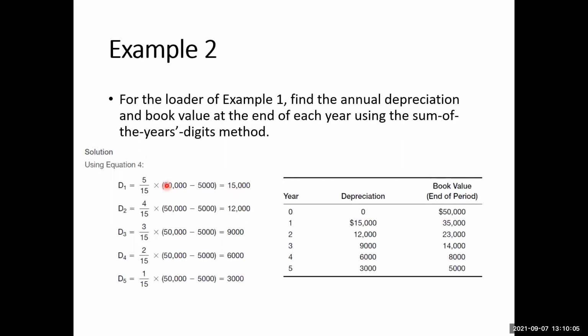Why? First you take the $50,000, subtract the salvage value, and then multiply by a ratio. What is that ratio? The ratio has a numerator and a denominator. The denominator is constant each year, which is 15. And what is 15? 15 is the sum of the number of years.